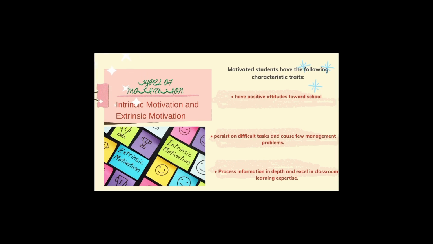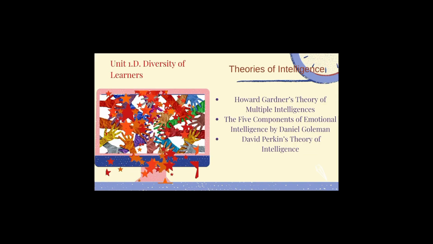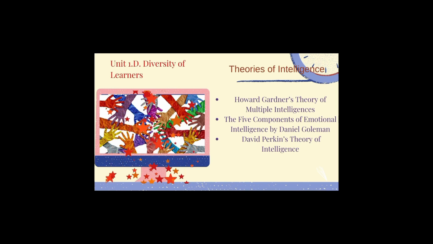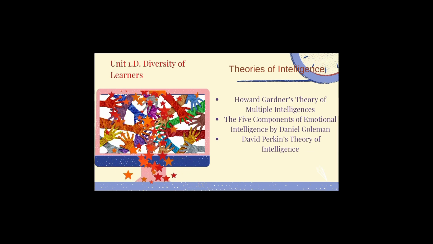Unit 1D. Diversity of learners. Learners have different strategies, approaches, and capabilities for learning that are function of prior experience and heredity. That is why theories of intelligence are very helpful in determining different strategies that are suitable for students' need to be an effective learner.